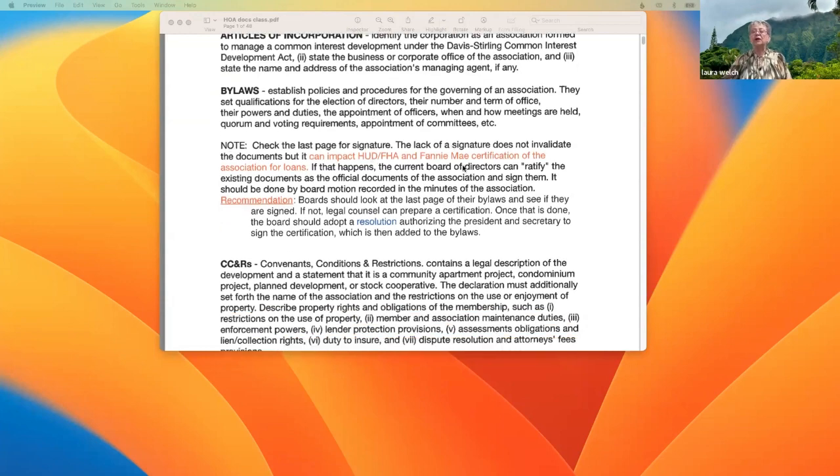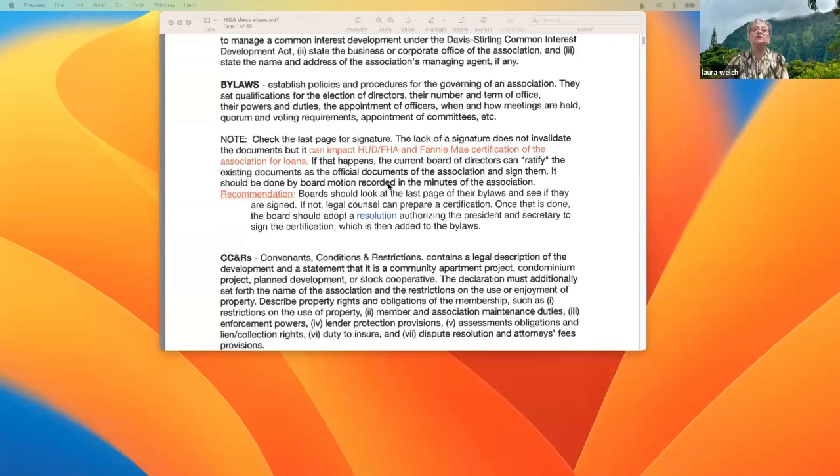And I put a note in here. I found this very interesting when I was doing my research. I never knew this before. That you need to check the last page of the bylaws to see if it's signed. Because if it's not, as it says here, it can impact HUD, FHA, and Fannie Mae certification of HOA loans. So that could cause a problem, and I give you a recommendation on how to get that fixed.